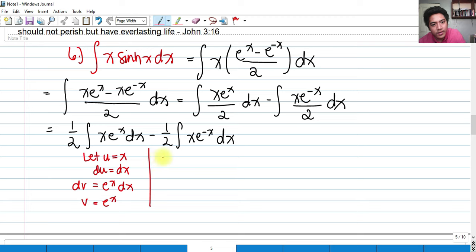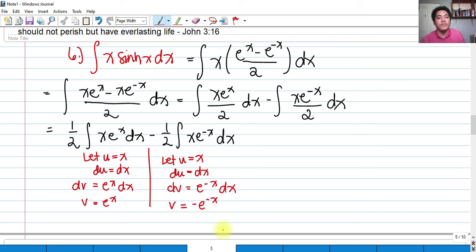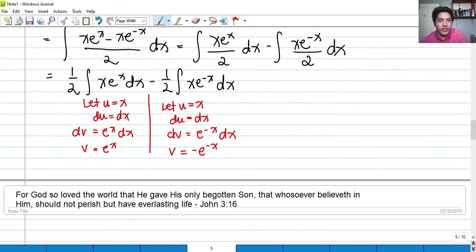The same here, let u as x, our du would be dx, and my dv would be e raised to negative x dx, and my v, if I'm going to integrate this, I would be having a negative because this is a negative e raised to negative x. So negative e raised to negative x. That would be my parameters.